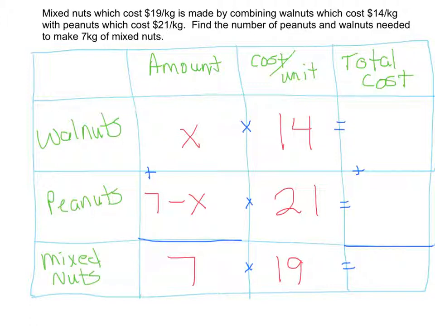Now we can multiply across to get these other boxes. 14 times x is 14x. And then multiply across here. Remember, 7 minus x is a group. It needs to be grouped together in parentheses. Then we can add down. 14x plus 21 times 7 minus x equals 133.